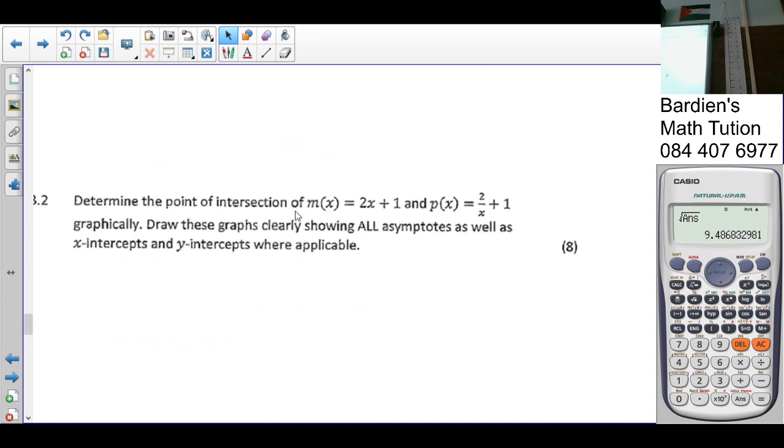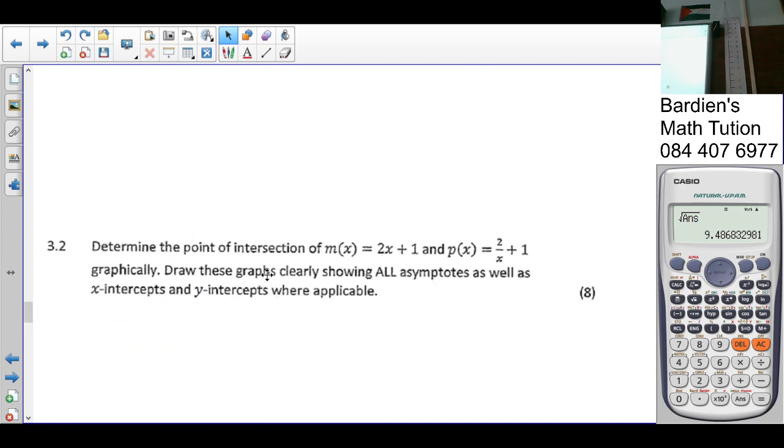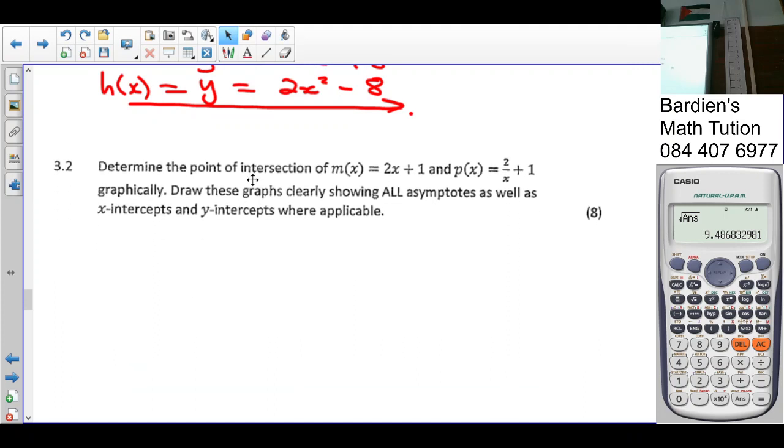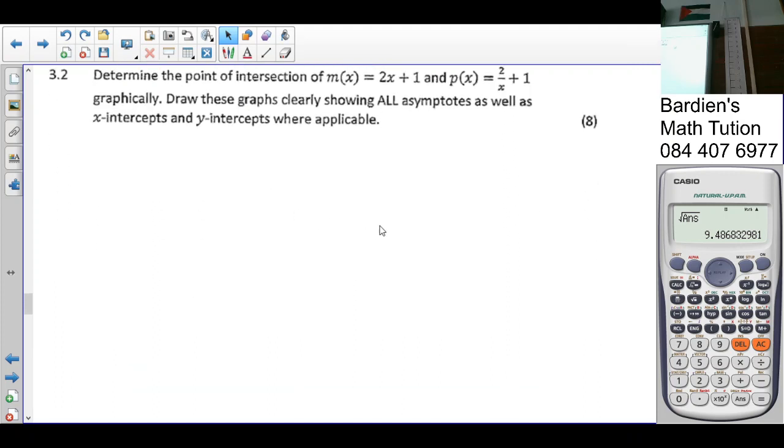In question 3.2, we are told, determine the point of intersection of m of x, which is 2x plus 1, and p of x, which is 2 over x plus 1, graphically. Graphically means what? Let's draw the graphs. Draw the graphs clearly showing all asymptotes as well as intercepts, the x-intercept and y-intercept where applicable.